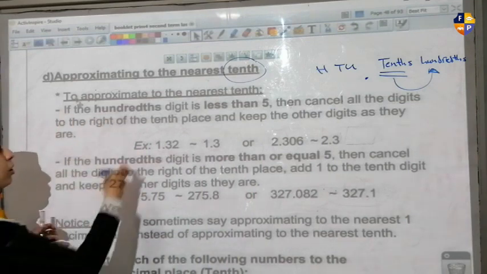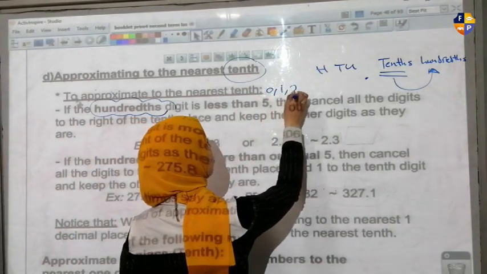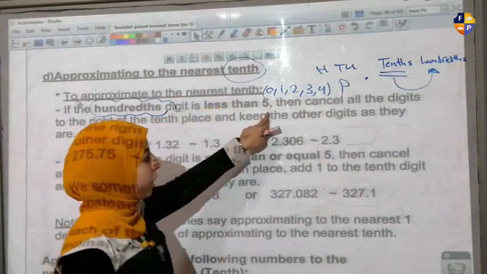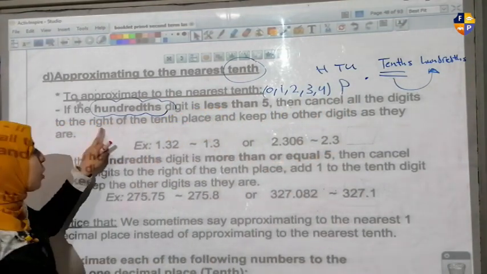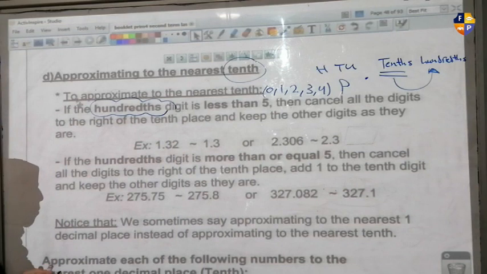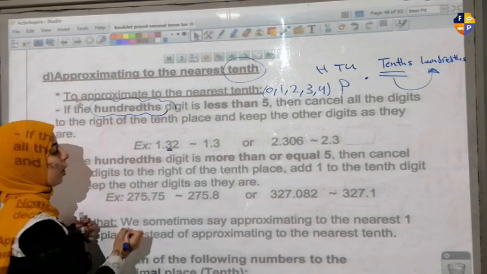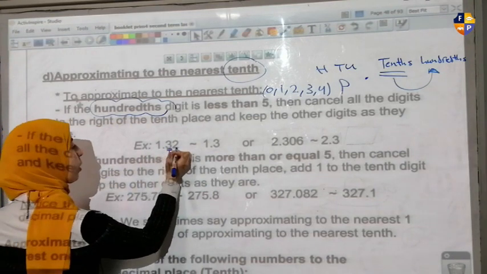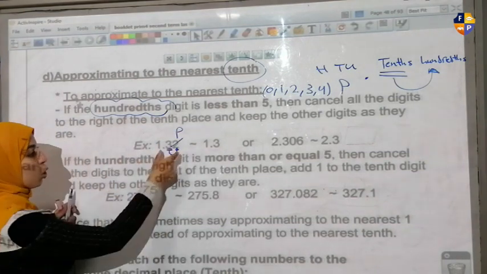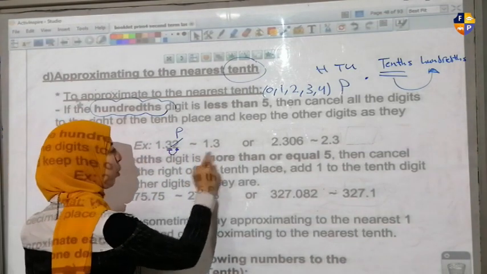If the hundredths digit is less than 5, as we said before, 0, 1, 2, 3, 4, the poor group, then cancel all the digits to the right of the tenth. Then keep the other digits as they are. Here I have in this exercise 1.32. Where is tenths? Underline the digit in tenths and look at the digit after tenths, in hundredths. 2 is poor, so cancel the digit to the right of tenths and keep the other digits as they are. So it will be 1.3.